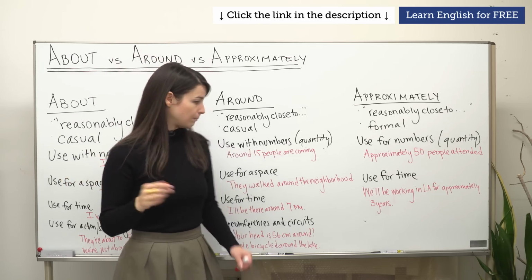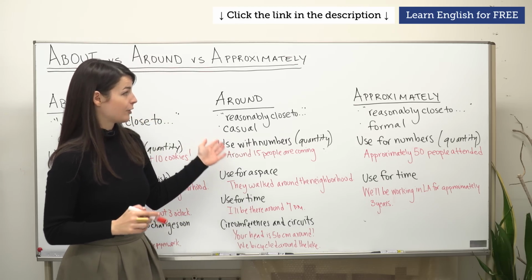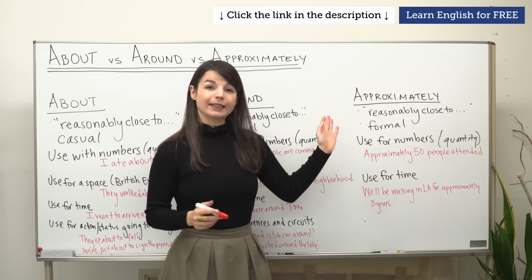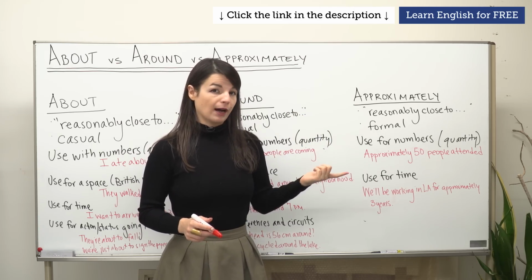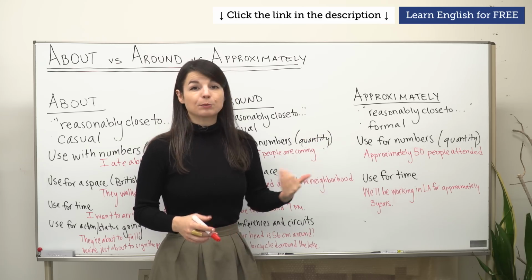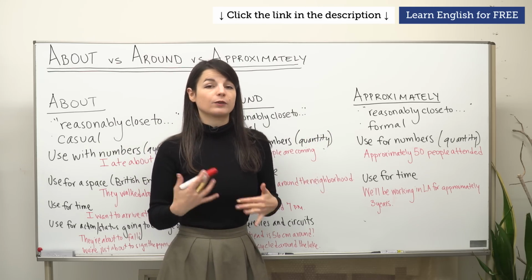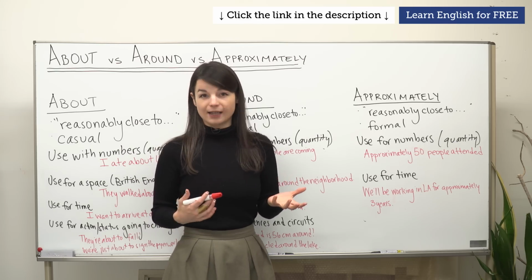Okay. Finally, the last word for today is approximately. So just as we talked about with about and around, approximately means reasonably close to something else. So we use it again to make an estimate, to make a guess.